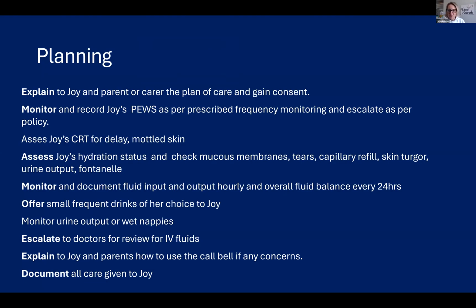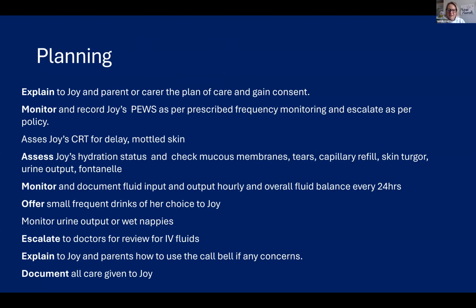We're going to need to monitor and record those PEWS as per the prescribed monitoring frequency. So take the actual monitoring frequency off your assessment stations. If it said 30 minutes, we'd want to do that every 30 minutes, for example. We also want to make sure we're assessing CRT, if any delay, any mottled skin.